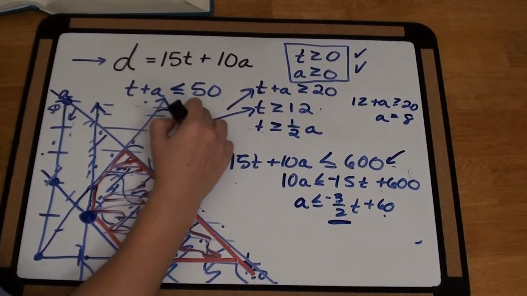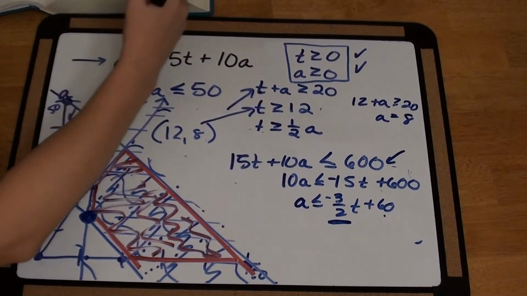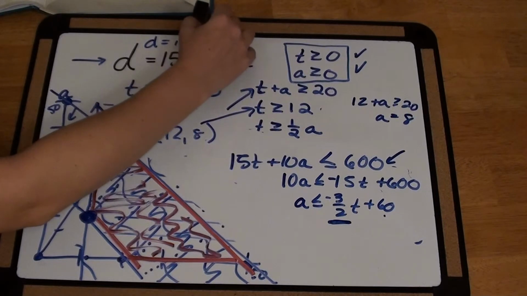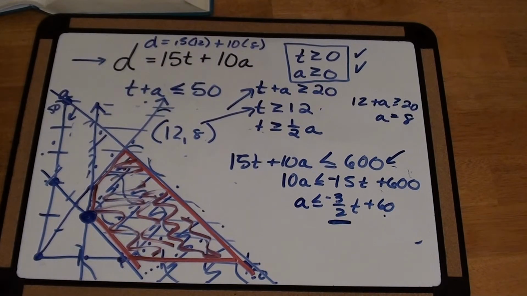So at the point 12, 8, I'm getting the minimum cost that I can have to support all my different things. So at 12, 8, I can go ahead and put that back in my equation. D equals 15 times 12 plus 10 times 8. And that's going to give me the magic number of $260,000 a year is the minimum cost that I can have to support all of this.